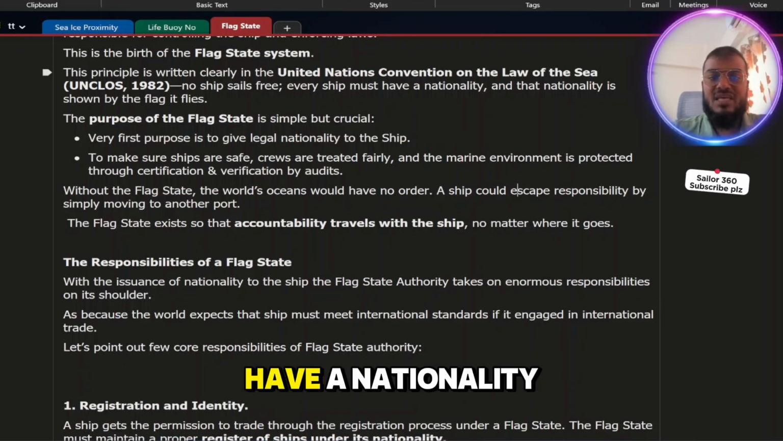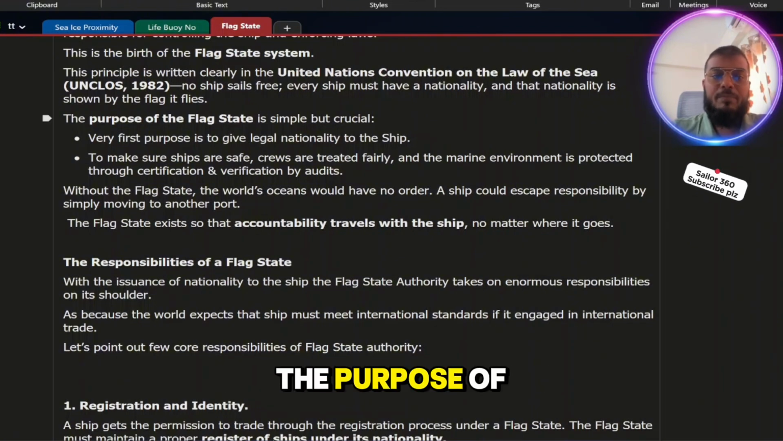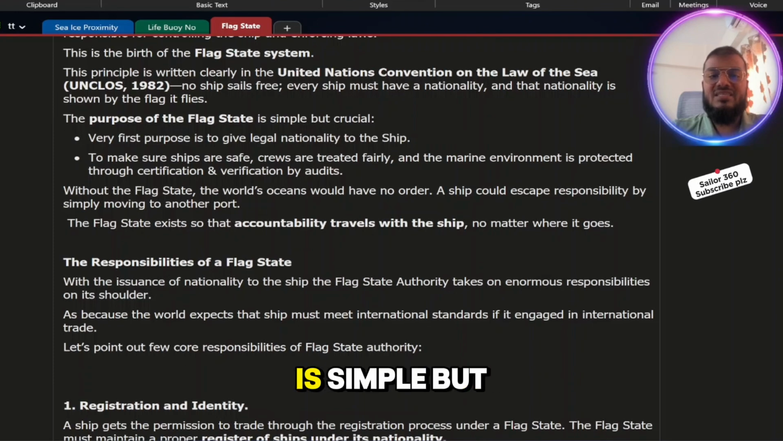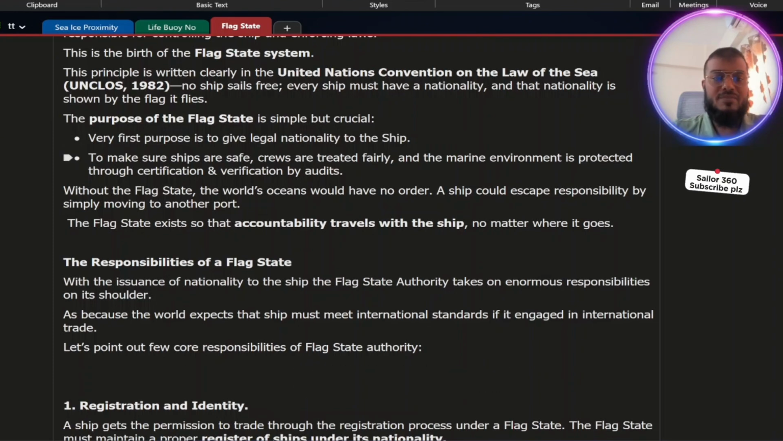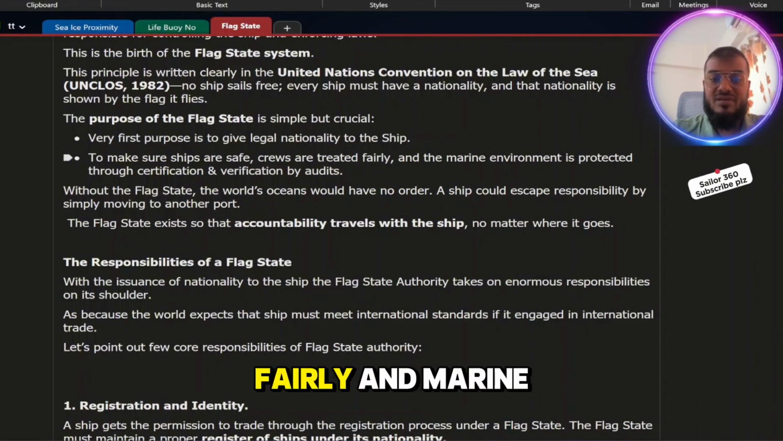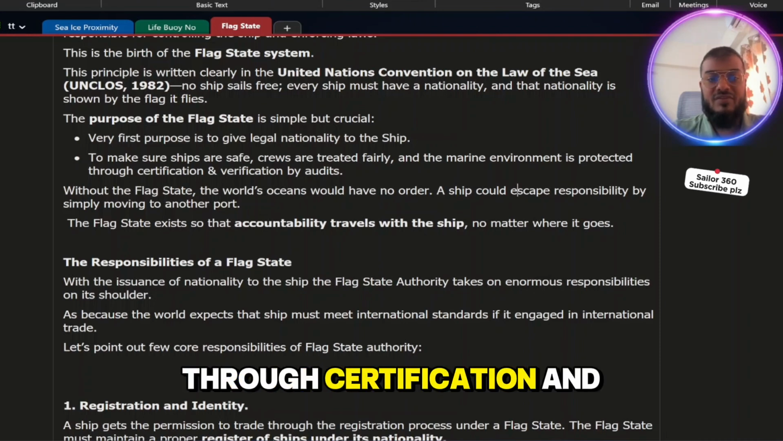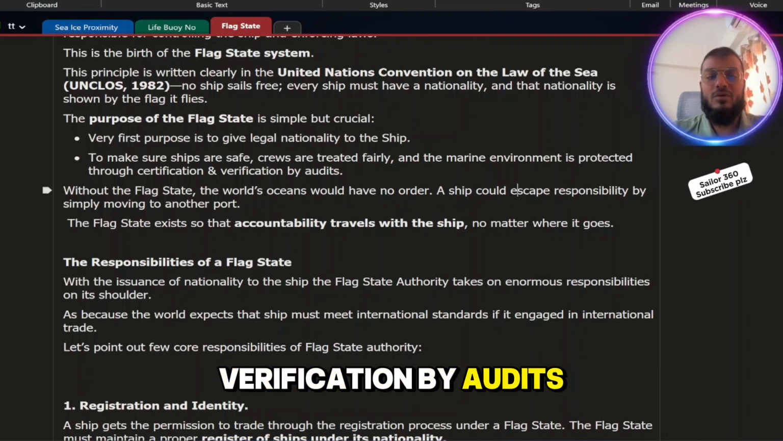Every ship must have a nationality, and that nationality is shown by the flag it flies. The purpose of the flag state is simple but crucial. The very first purpose is to give legal nationality to the ship, to make sure ships are safe, crews are treated fairly, and the marine environment is protected through certification and verification by audits.